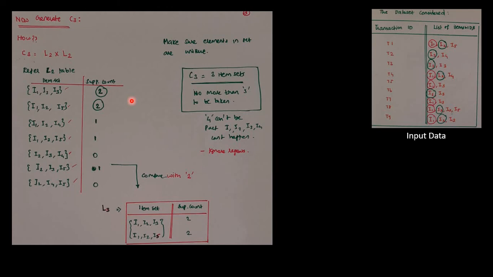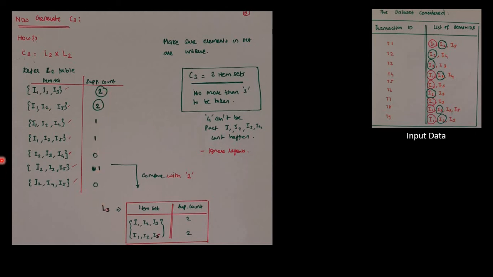Now what do I do? I need to take the input data and start counting. I1, I2, I3, where are they available? It's available here, so twice. I1, I2, I5 is available twice. I1, I2, I4 is available only once, so 1. Likewise, I'll figure out the number of occurrences, which is nothing but the support count, from the input data. The counts are 2, 2, 1, 1, 0, 1, 0.